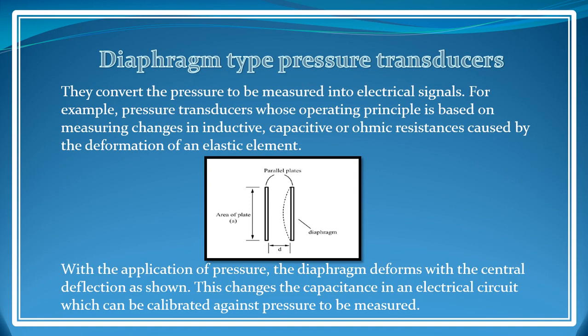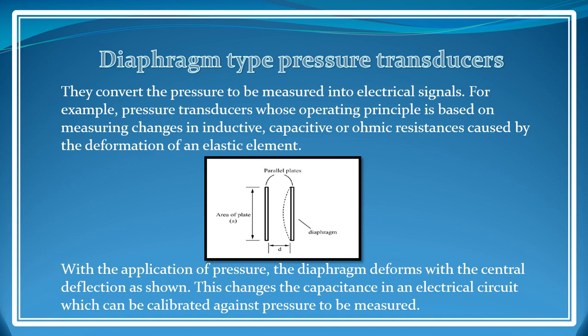So now let's move on to our pressure transducer. If we carry this diaphragm type pressure transducer, we have to understand 3 different categories. First is capacitive type pressure transducer, second is inductive, and third one is ohmic or resistive type pressure transducer. In this image, we are showing a capacitive type diaphragm pressure transducer.